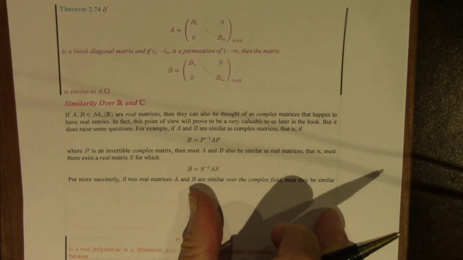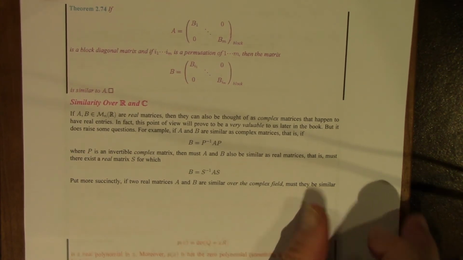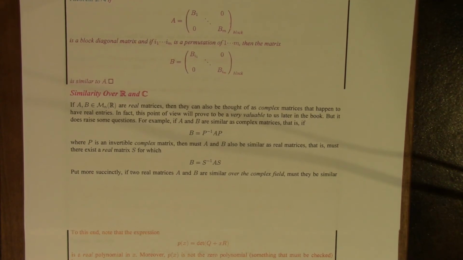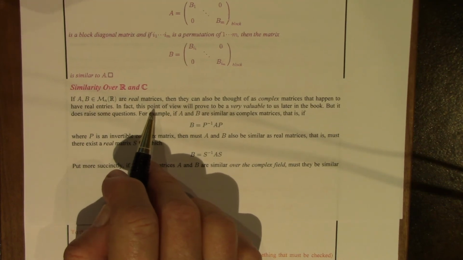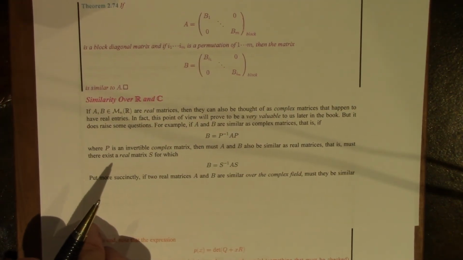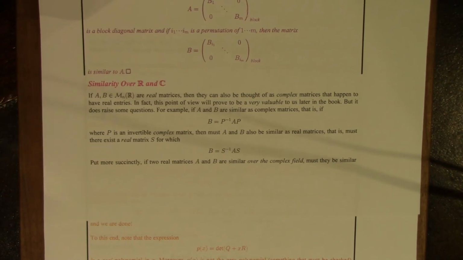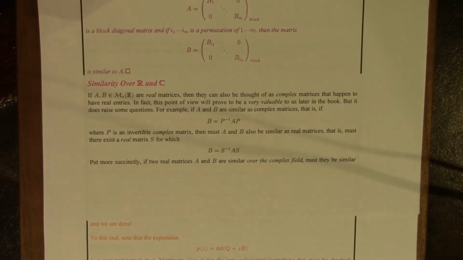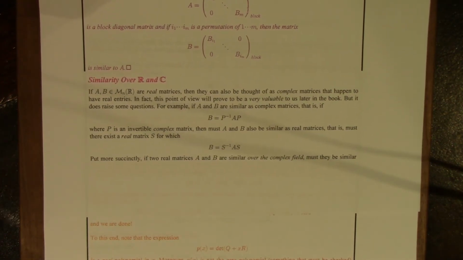Next we come to a very useful fact about similarity, specifically over the real field and the complex field. And that is, frankly, where most of the action takes place in linear algebra. Not all, because sometimes we're interested in vector spaces over other fields, in particular finite fields. But in general, the real field and the complex field are the most important base fields for vector spaces.